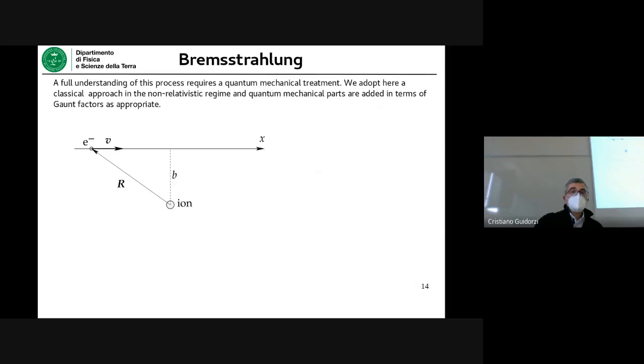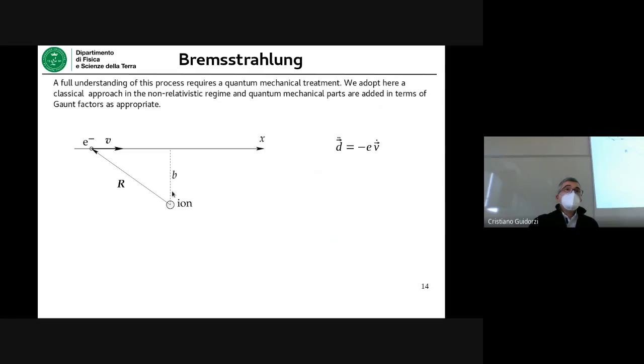So let's assume this is a trajectory of the electron, and let's assume that the deviation due to the attraction of the ion is relatively small. So we will treat the deviation of the electron from the straight line as a small perturbation, okay? In particular, we call b the impact parameter, which is the minimum distance reached by the electron from the ion during its motion, okay? It's called the impact parameter.